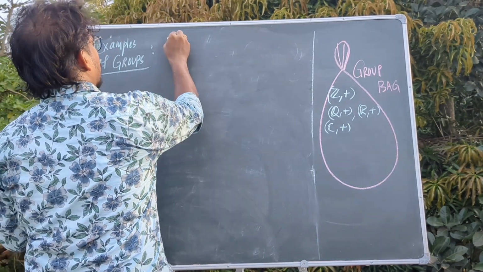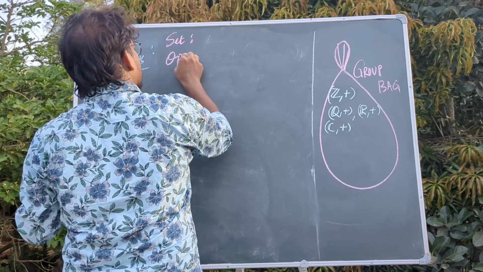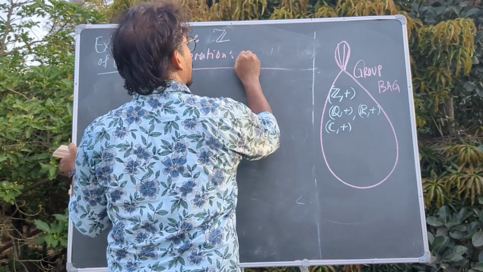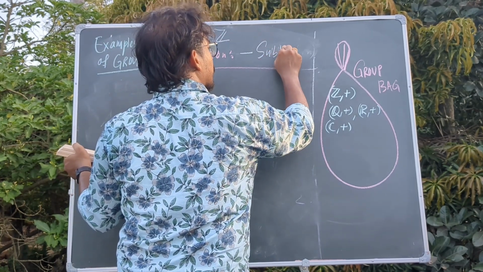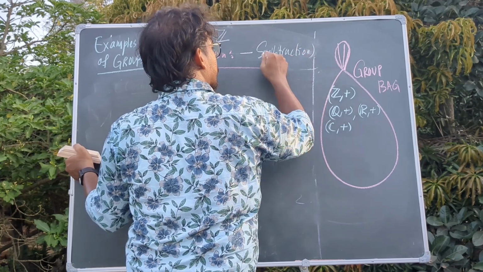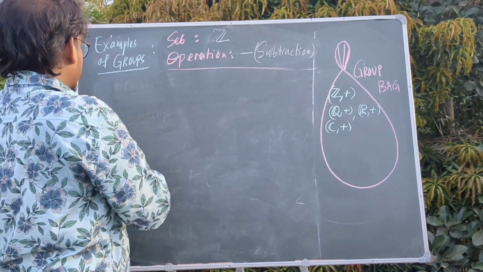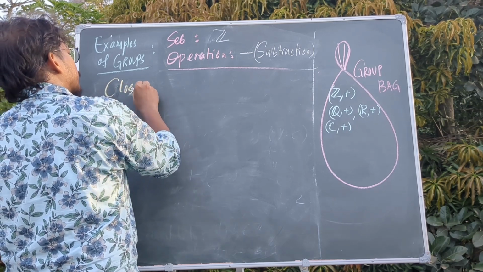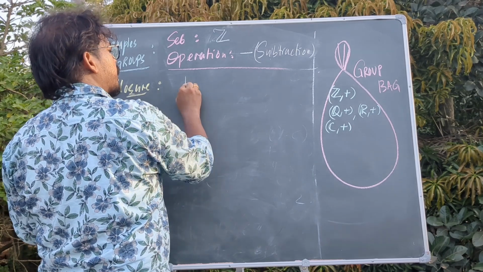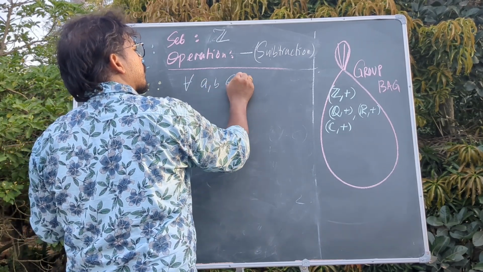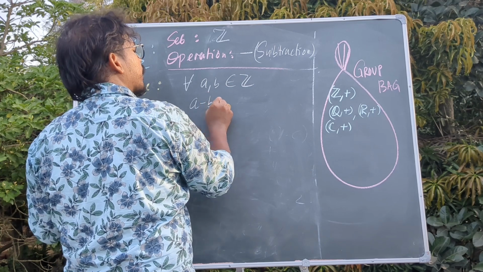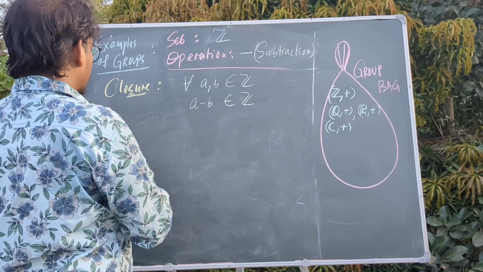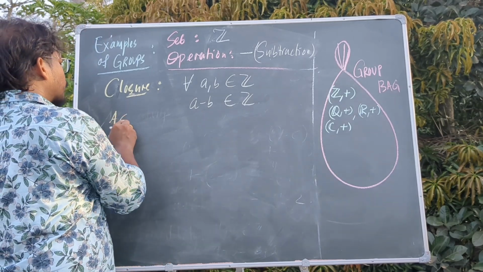Now a set and operation. The set of integers, and the operation is subtraction. Let us see if this is forming a group or not. First one is closure. For any two integers a and b, we have a minus b also an integer, isn't it? Take any two integers, their subtraction is also an integer. So the closure property holds. What about associativity?